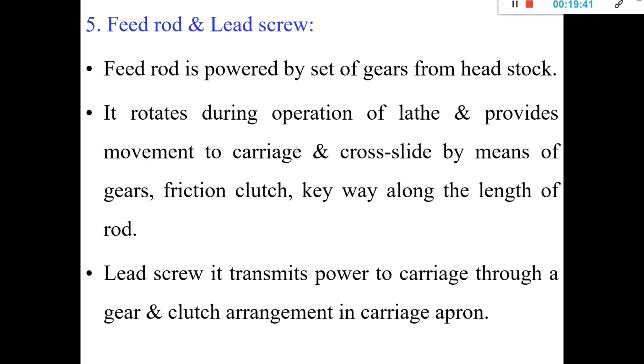Now the feed rod and lead screw. The feed rod is powered by a set of gears from the headstock, and it rotates during the operation of the lathe and provides the movement to the carriage and cross slide by means of gears, friction clutch, keys, along the length of the rod. The lead screw transmits the power to the carriage through a gear and clutch arrangement in the carriage apron.